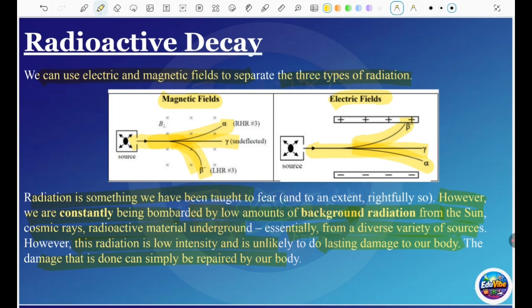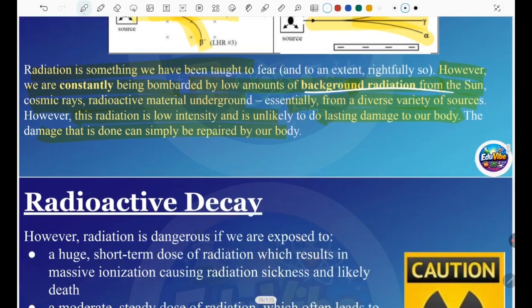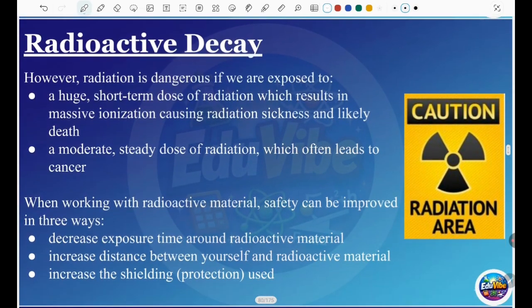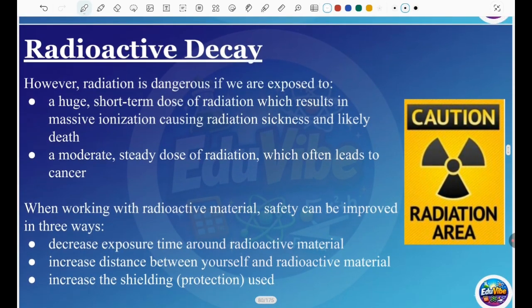But if there's big damage to us, this can be very harmful and dangerous. So radiation can be very harmful. For this, we have to take some precautions to control exposure in your body. So this is very important. If you are exposed for a very huge amount of time, radioactive decay effects can happen. A short term dose of radiation will result in massive ionization, causing various sicknesses and likely death. So from here you can say this is very dangerous.